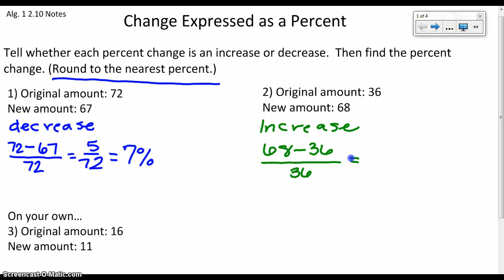And that equals 32 over 36. Oh, sorry, 36. And as a percent, that'll equal 89%. I want you guys to do number 3 on your own, so pause it and then we'll come back and see if we get the same answer.